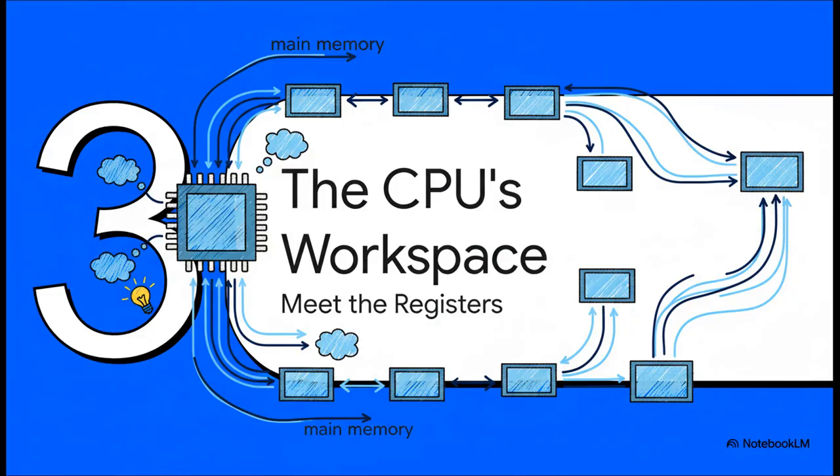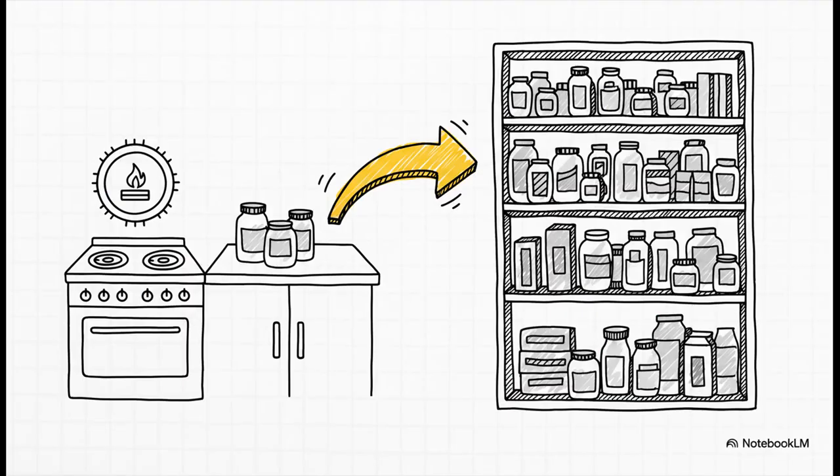Now, a CPU needs a place to get its work done, right? When it's in the middle of a big calculation, where does it keep the numbers it's working on? It can't just keep reaching all the way out to the main memory every single time. That would be way, way too slow. It needs a little workspace right there at its fingertips. And that's exactly what registers are. They're these little pockets of super high-speed storage located right inside the CPU itself.